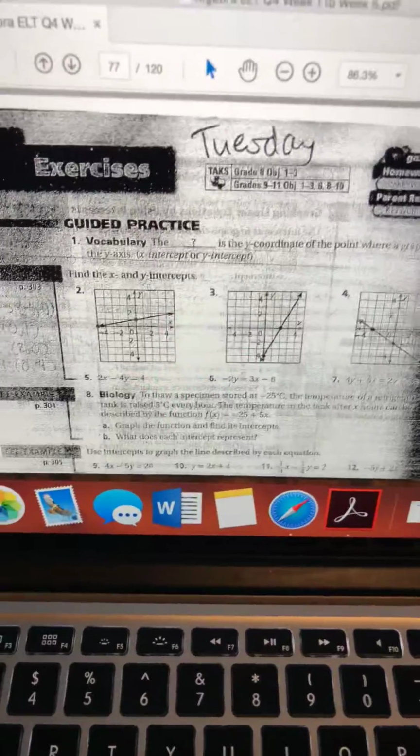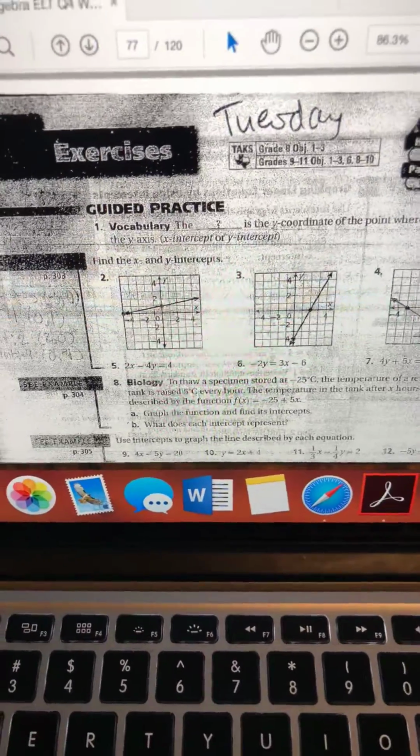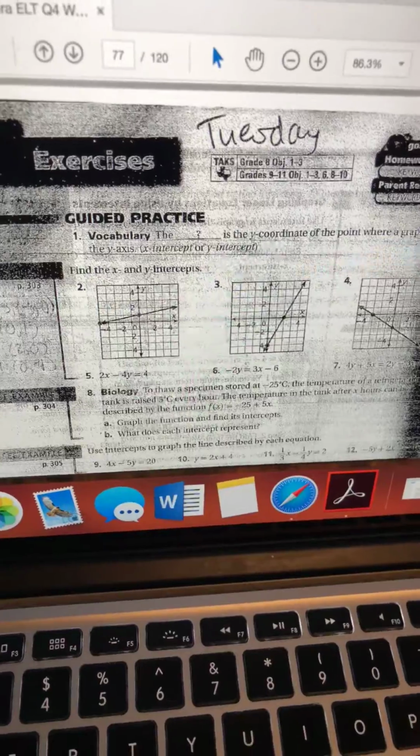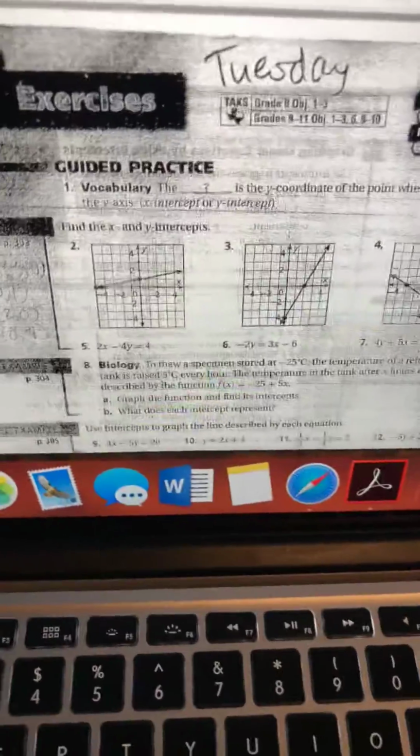You guys, it's getting to crunch time for the STAR, so make sure we're taking this super seriously. So we're back to linear functions from way back in the day. A reminder, your STAR is May 7th, so make sure you're trying your hardest, and if you have questions, please ask your teachers.